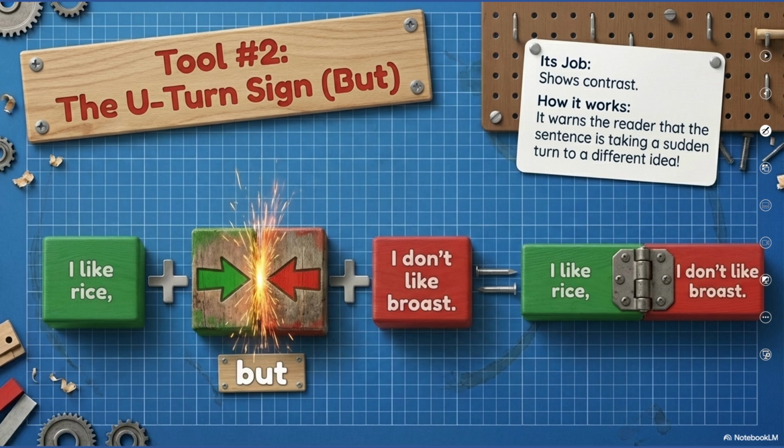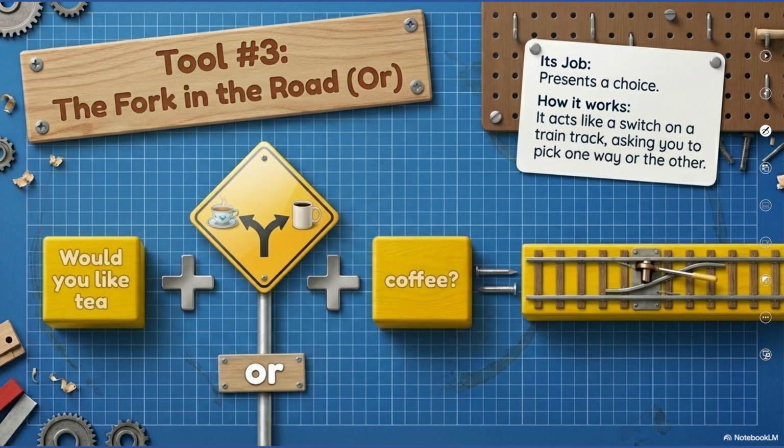So, but is yet another joining word. We use it to show contrast. How? Like, I like rice, but I don't like roast. Got it? So, when we have contrasting ideas, we use but. Now, look at over here. I like rice, but I don't like roast.